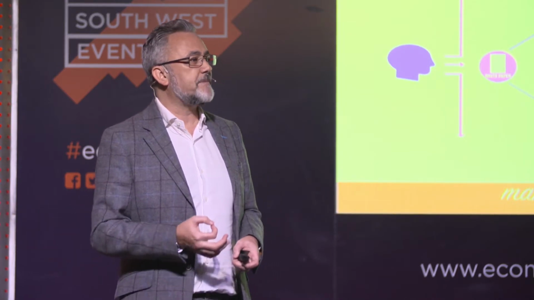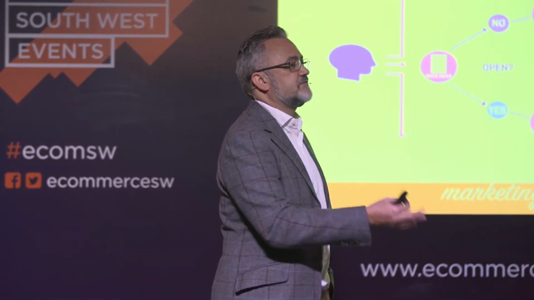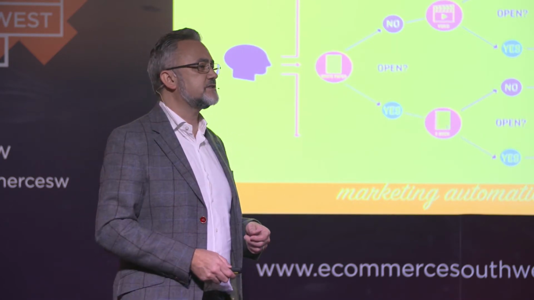Based on those choices, the marketing automation will take them through a different process. This is all about personalization. We've got to give them the choices of what they want to do in the time that they want to do it. So think about how you can automate your content to go out online.